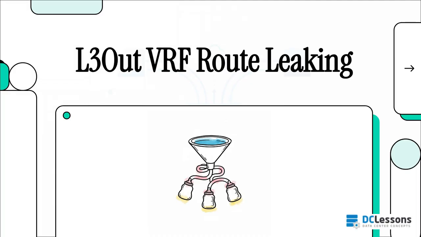Hey everyone. So, have you ever been stuck trying to figure out how to securely share a common service, something like DNS or Active Directory, with a bunch of different isolated tenants inside your Cisco ACI fabric? It's a super common problem, right? Well, the answer is a really powerful feature called a shared L3Out. In this explainer, we're going to break down exactly how this thing works. Let's get right into it.